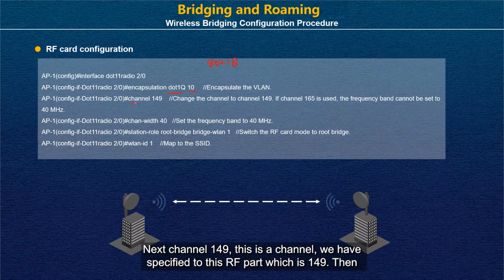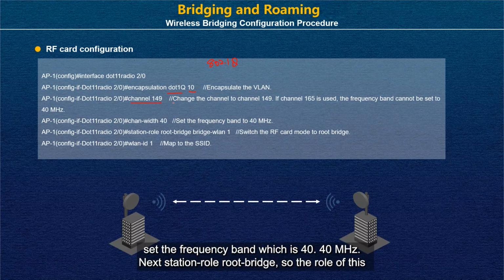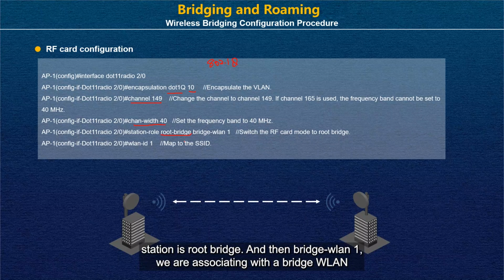Next, channel 149. This is the channel we have specified for this RF card, which is 149. Then set the frequency band, which is 40 megahertz. Next, station rule root bridge. So the rule of this station is a root bridge.